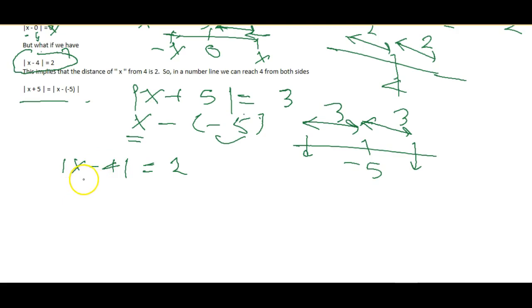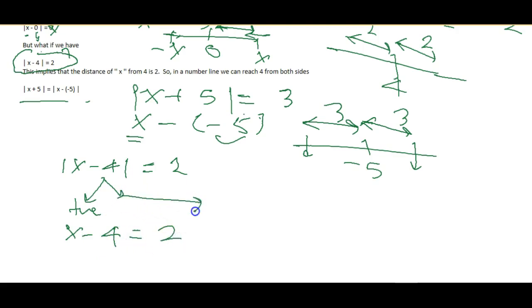As per definition, we know that anything inside the modulus can take two values. It can take a positive value, it can take a negative value. So let us first talk about the positive value. The positive value will be written as it is given in the modulus, and I will write it as x minus 4 equal to 2.